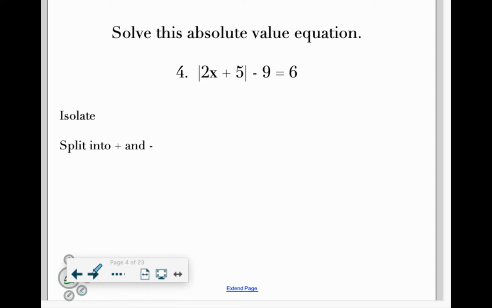So we have 2 basic operations we're going to do, or goals, when we are solving absolute value equations. Isolate and then split it into plus and minus. It may be worthwhile to write this example on your notes sheet so you have one to look back at. What I mean by isolate is get anything that's outside of the absolute value over to the other side.